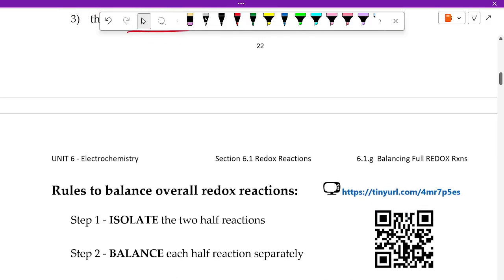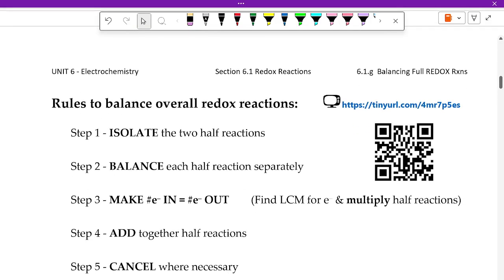So here is how we balance an overall redox reaction. You're going to be given a full reaction. It's going to be unbalanced. Don't try and balance it using grade 10 methods. It will not work. At least 90% of the time it will not work. Or it'll mean you're bashing your brains against the wall. Isolate the two half reactions. Balance each half reaction separately. Make the electrons in equal the electrons out, and then add back together and cancel where needed.